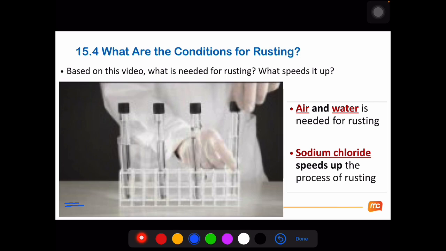But what's also interesting from this video is that it shows that sodium chloride, salt, is something that speeds up rusting. This is the reason why if you go to places like Changi Beach, East Coast Park, or Sentosa, nearer to the beach, nearer to the water area where there's a lot of seawater, that's where you usually see a lot of the rusting that happens from the ships, the boats, or the metal chains over there.